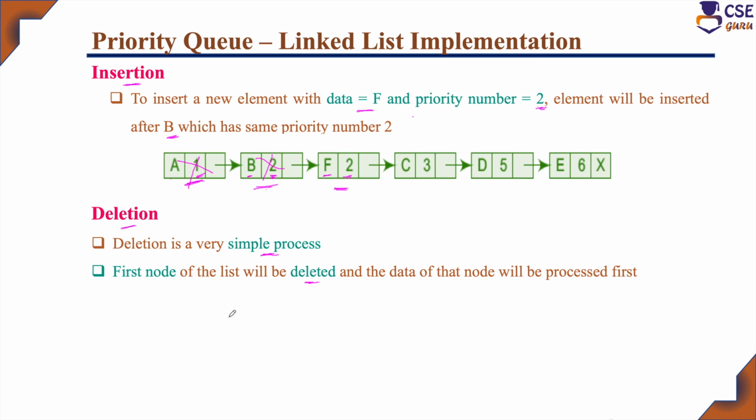That is the first rule. Second rule: if any node has the same priority as the new node, insert this new node after that same priority element. That is the second rule. These 2 rules you need to follow for insertion. Deletion is a simple process. The first node will be deleted. First node means the higher priority element.